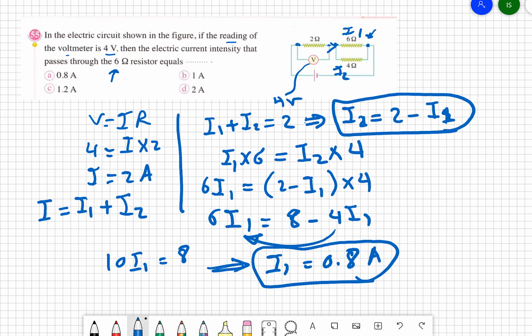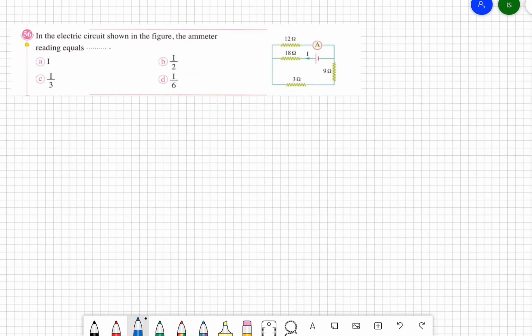And also, you can get the current that moves through the lower wire. I2 equals 2 minus 0.8. It yields 1.2. And 1.2 plus 0.8 gives you the whole current. I hope it is easy, guys. Let's move to the next.